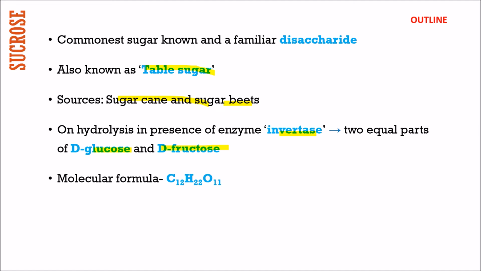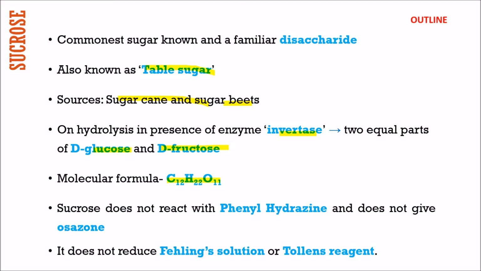From combustion analysis and molecular weight determination data, the molecular formula of sucrose can be determined as C12H22O11. Sucrose neither reacts with phenylhydrazine to give osazone nor reduces Fehling's solution or Tollens' reagent, indicating that the carbonyl group of both the monosaccharides are involved in linkage, that is, glucose is linked through its C1 to the C2 of fructose, that we will see later on. So this indicates that sucrose is a non-reducing sugar.